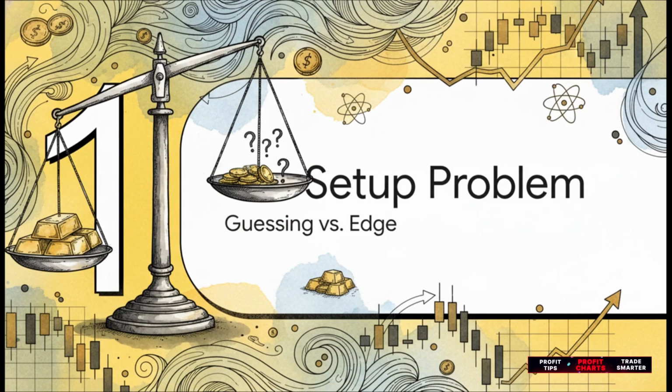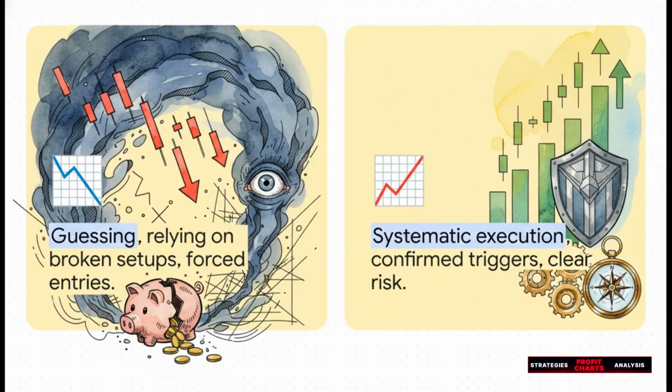All right, kicking things off with section 1, the setup problem, guessing versus edge. You know, there is a massive divide in the trading community. On one hand, you have emotional manual trading. This is where you're guessing, relying on broken setups, and forcing entries when the market is literally giving you nothing. Honestly, it's a recipe for blown accounts.